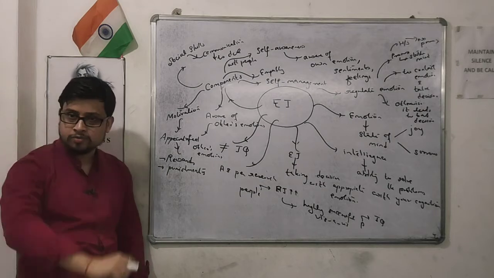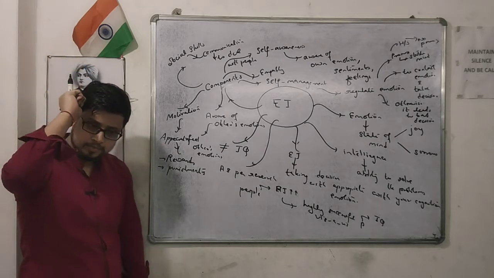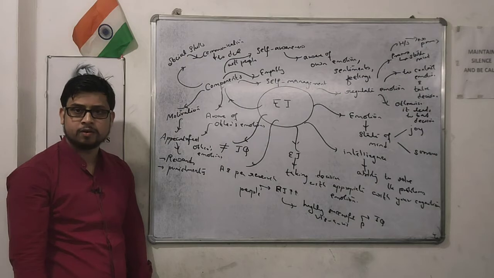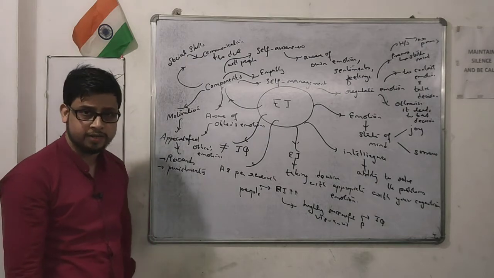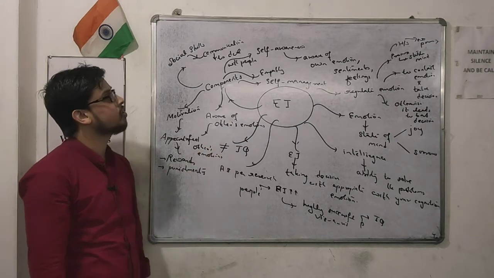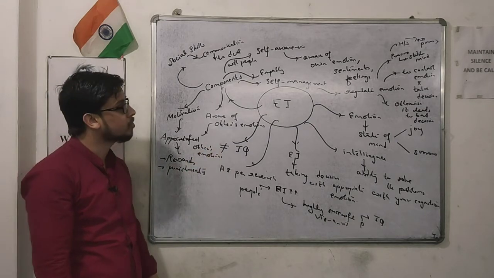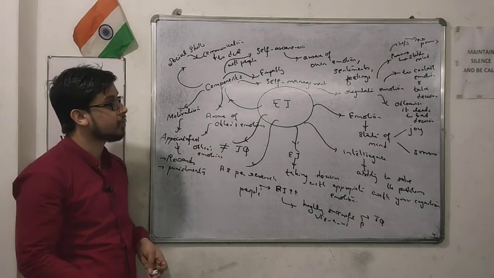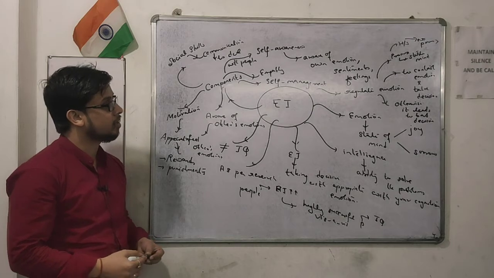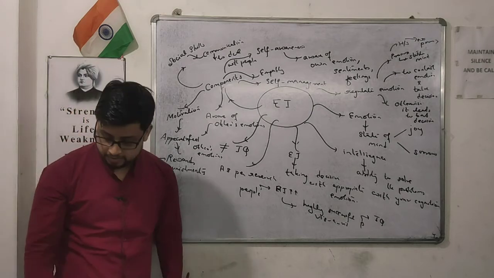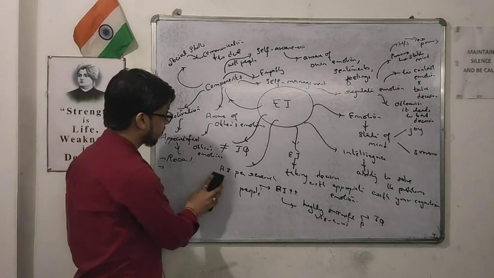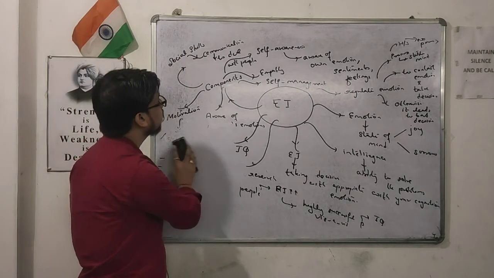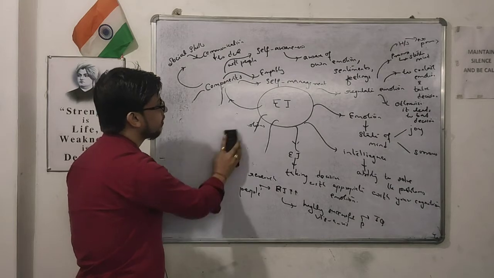First we dealt with the syllabus. Second one is the background, why there is a necessity of emotional intelligence. And third one is the components. What are the components of emotional intelligence? Now go and see the syllabus.